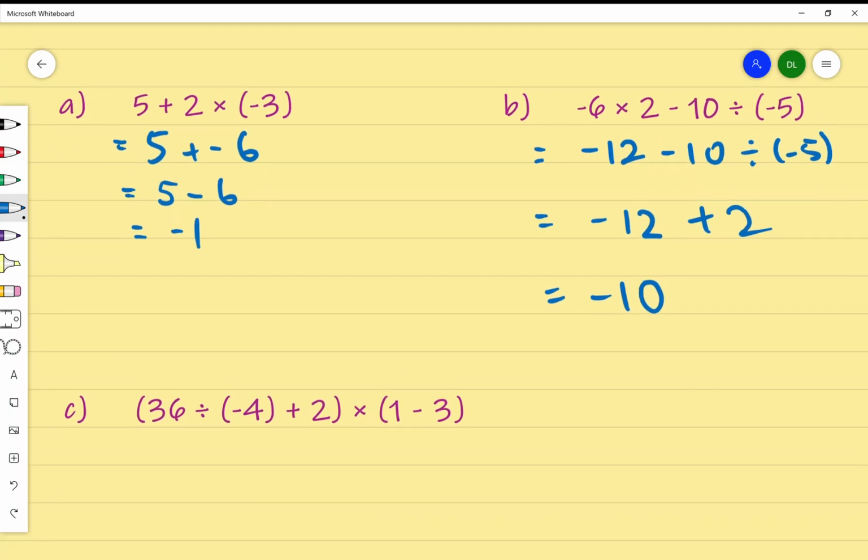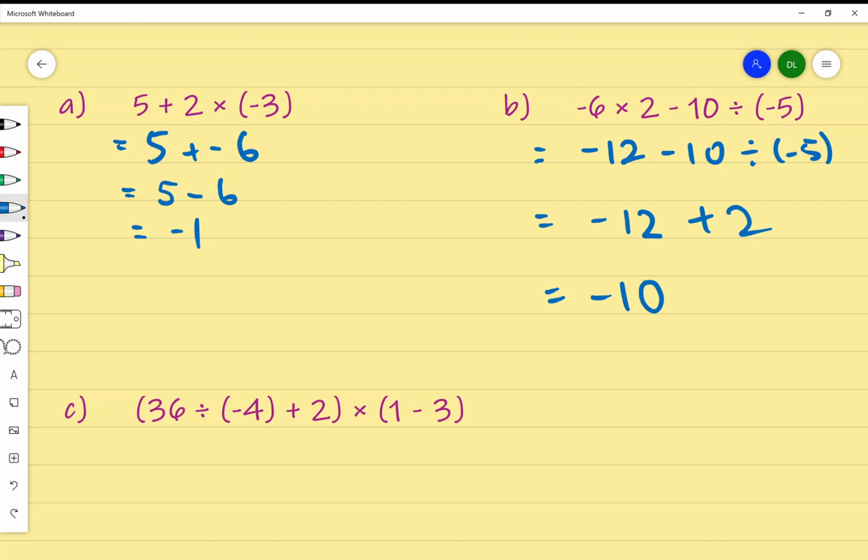If you're still copying down stuff from before, feel free to. But I want you to write down this question here. This is a tricky one. So write it down in your books. Bracket 36 divided by bracket negative 4, bracket plus 2 bracket, times bracket 1 minus 3 bracket. I've said the word bracket a lot on purpose because there are a lot of brackets.